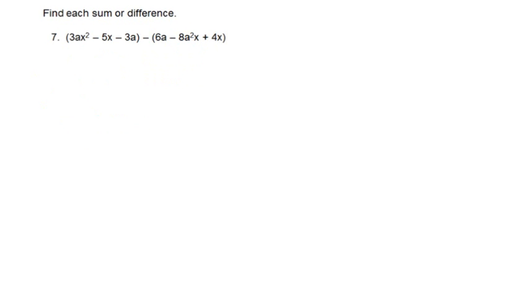Next, problem 7, we have quantity 3ax squared minus 5x minus 3a minus quantity 6a minus 8a squared x plus 4x. So rewriting this expression, we have 3ax squared minus 5x minus 3a, and we're going to distribute again this negative sign here. So we have minus 6a, we have minus negative 8a squared x, so that's going to be plus 8a squared x, and finally we have minus 4x. Now in this one we're going to have to be a little bit careful in how we do things. We're going to go in order of powers of x.